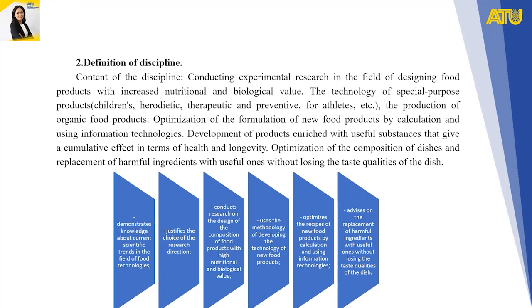The student demonstrates knowledge about current scientific trends in the field of food technologies, justifies the choice of the research direction, conducts research on the design of the composition of food products with a high nutritional and biological value, and uses the methodology of developing the technology of new food products. The student optimizes the recipes of new food products by calculation and using information technologies, and advises on the replacement of harmful ingredients with useful ones without losing the taste qualities of the dish.